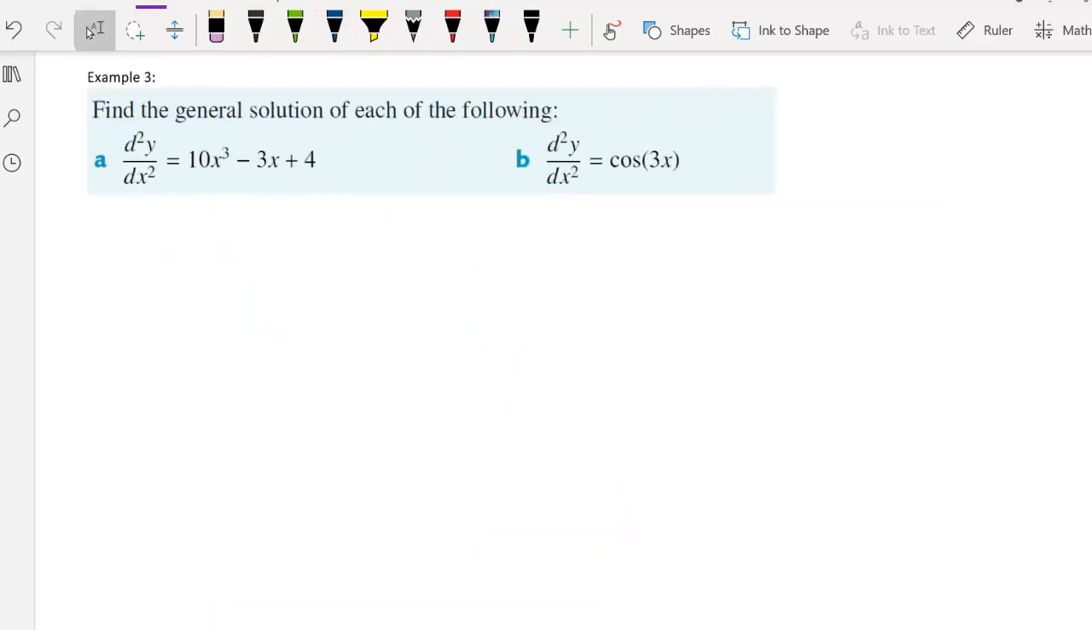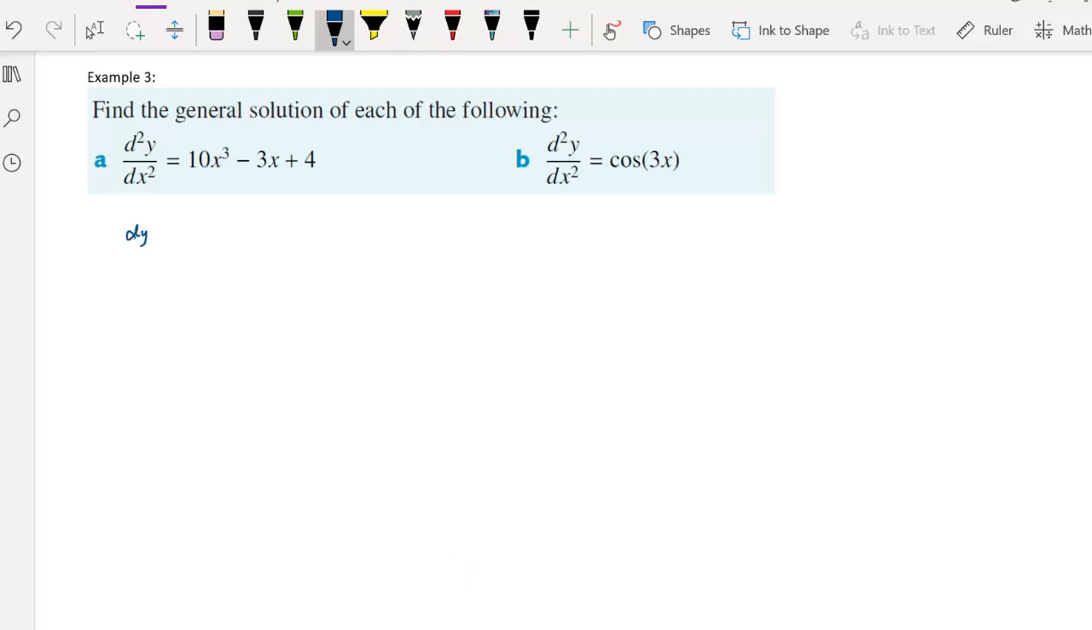When we move on to example 3, this kind of sits just outside the scope of the syllabus, but it's still good to look at. We're looking at a second order differential in this case. So what does that mean? That means we have to actually integrate twice in order to end up with what we want.